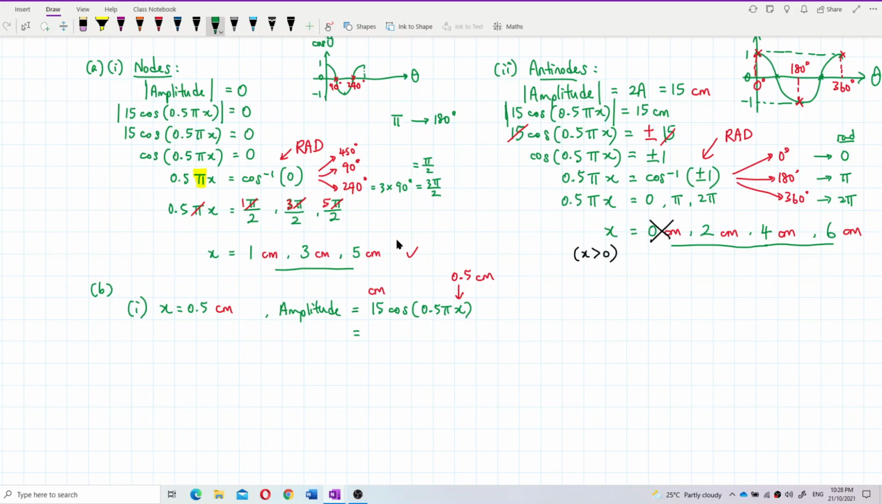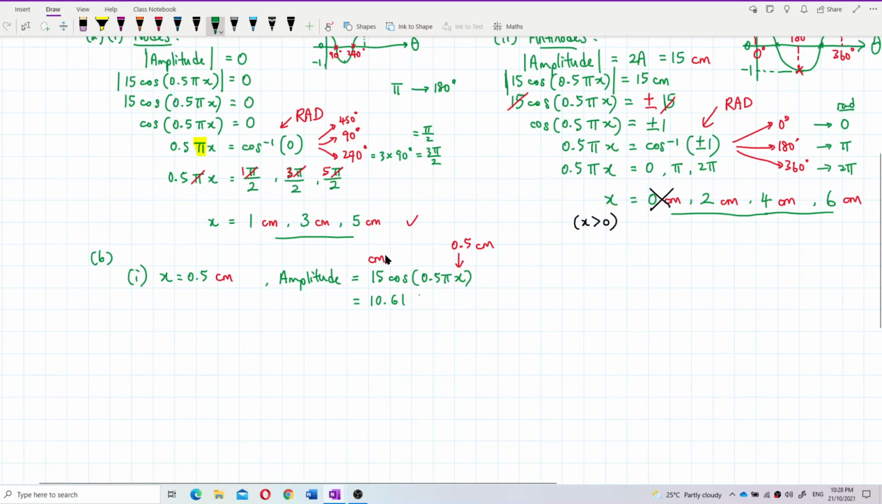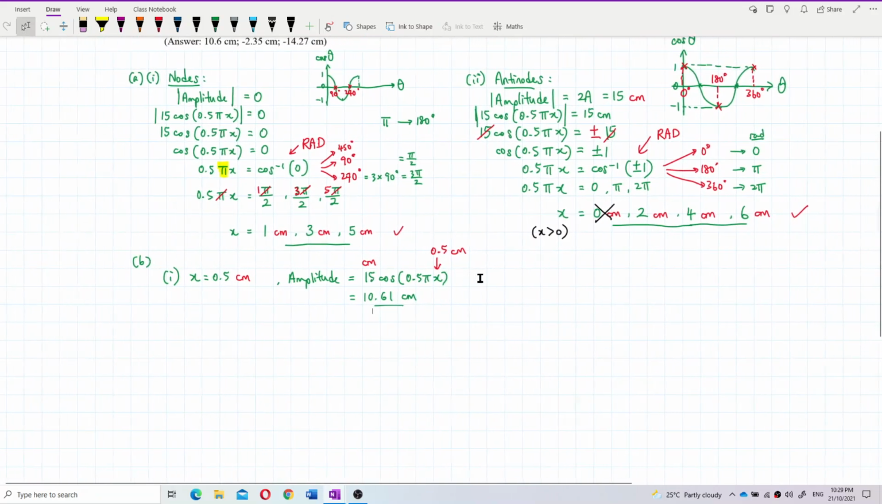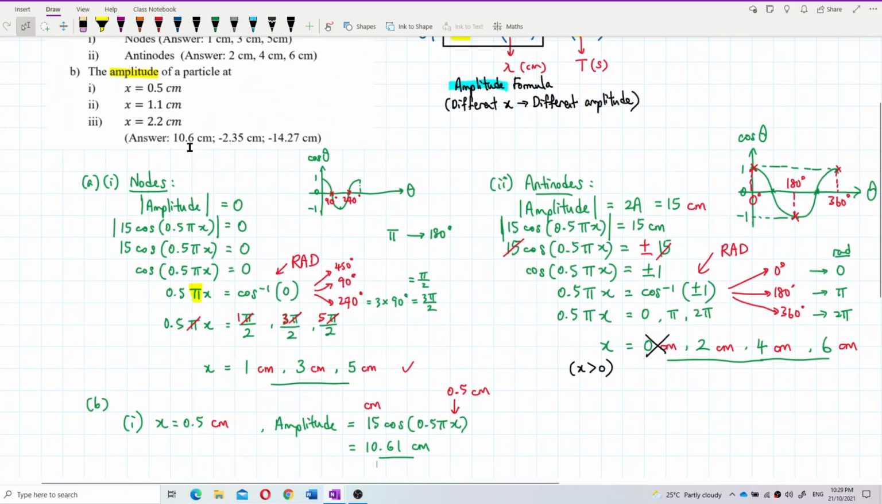0.5 pi times 0.5, and then cosine, and then multiply by 15. So the answer is 10.61. What's the unit? Follow the y, which is in centimeter. Centimeter, not meter, so be careful. Okay, is it correct for the first one? 10.61, yes, it's correct. 10.61 centimeter is correct.